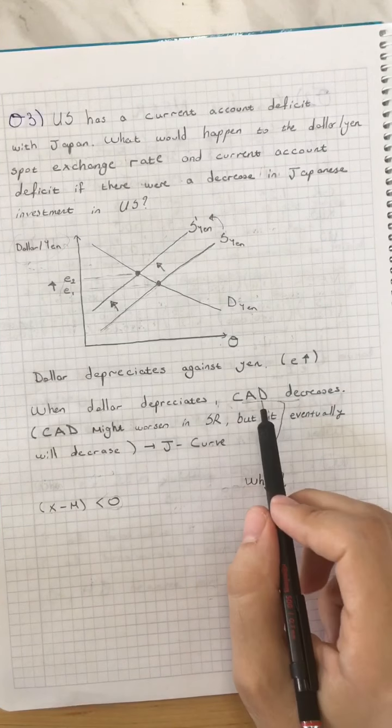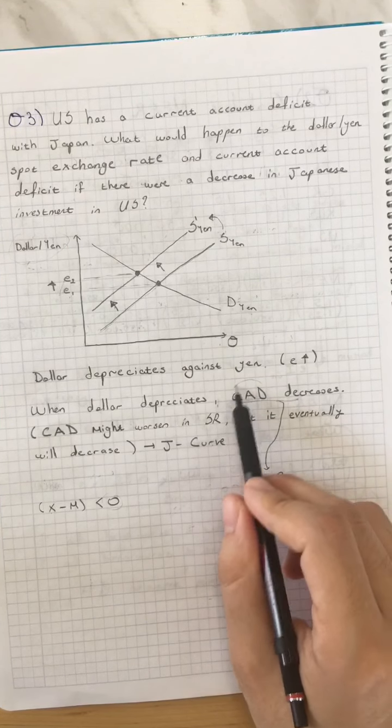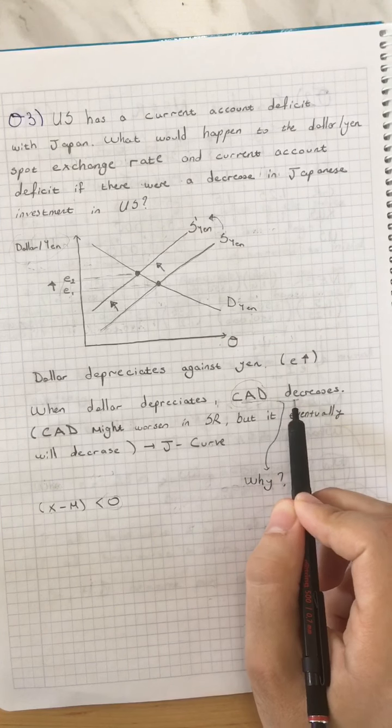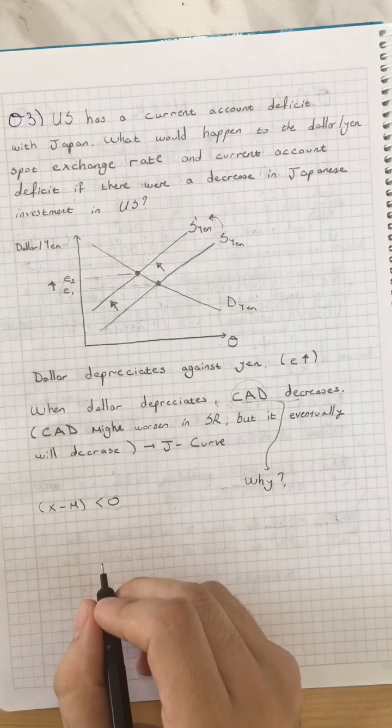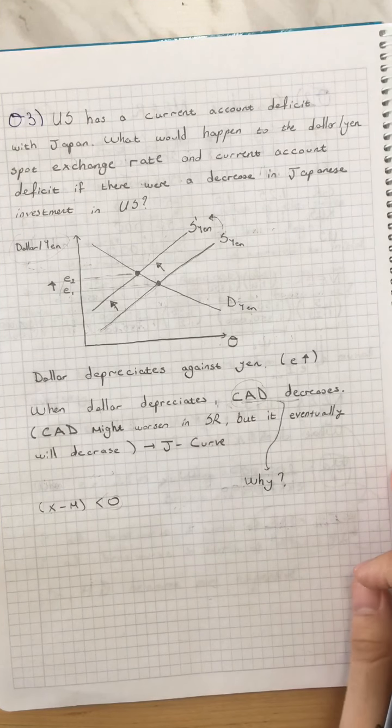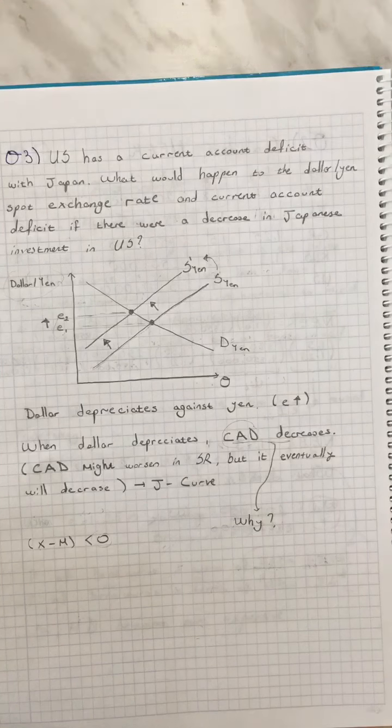So don't be confused here. This is not current account balance. This is current account deficit. So when the current account deficit decreases, it means that the current account balance increases. Why does it happen? Because as we have talked about earlier, when the dollar becomes less valuable compared to yen, Japanese people will import more goods from the United States, and since Japanese products will be more expensive for the United States, citizens of the United States will import fewer goods from Japan, which will increase their current account balance.